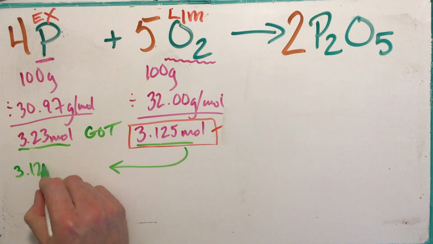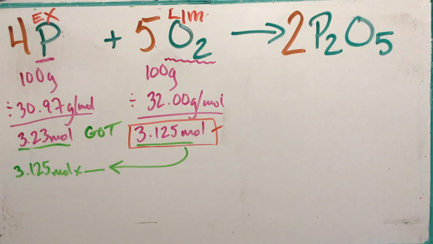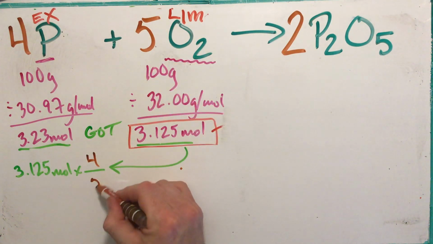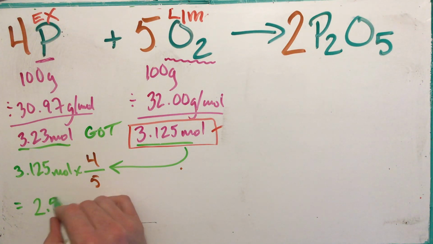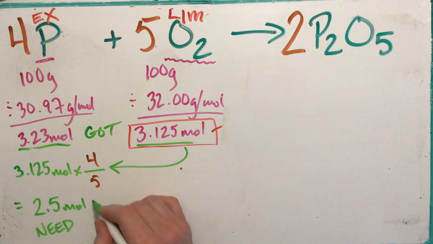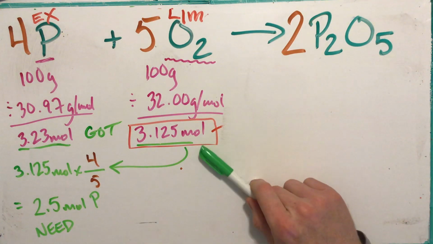So 3.125 moles times that mole ratio. The mole ratio, the head of the arrow is where there's a 4, over the heel of the arrow is where there's a 5, as far as the coefficients go. And I will need 2.5 moles, and that's what I'll need. That's of phosphorus.